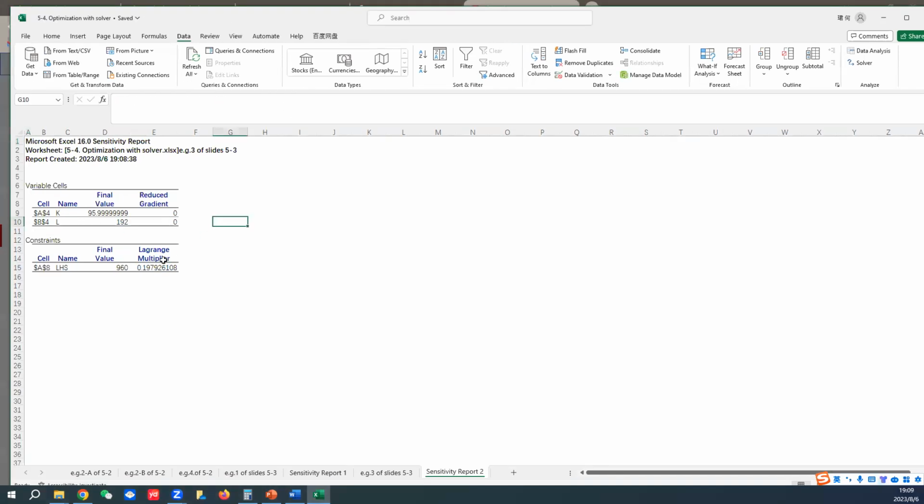In this case, we have the final values, and the Lagrangian multiplier's value is also estimated here as the reference, which tells you how much the output will change after loosening the budget constraint by $1. So that is the result here.